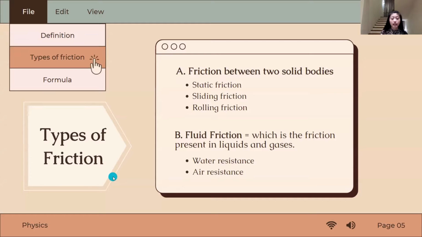Types of friction. There are mainly two types of friction. A, friction between two solid bodies, and B, fluid friction. Friction between two solid bodies includes static friction, sliding friction, and rolling friction, while fluid friction is the friction present in liquids and gases, which are the water resistance and air resistance.